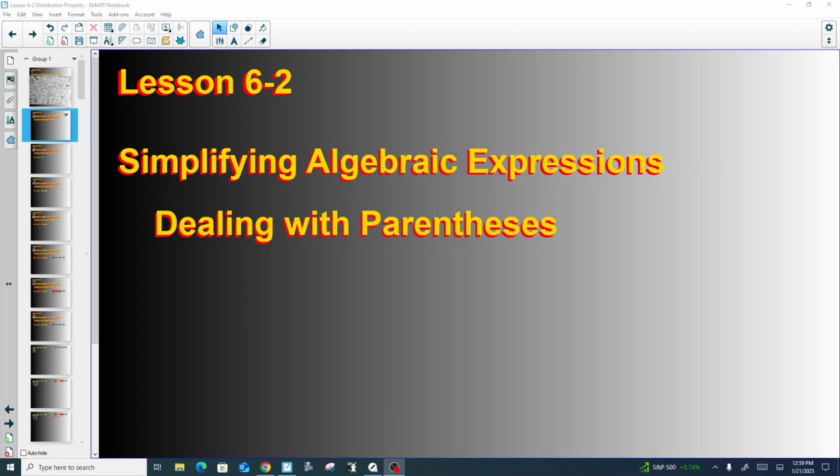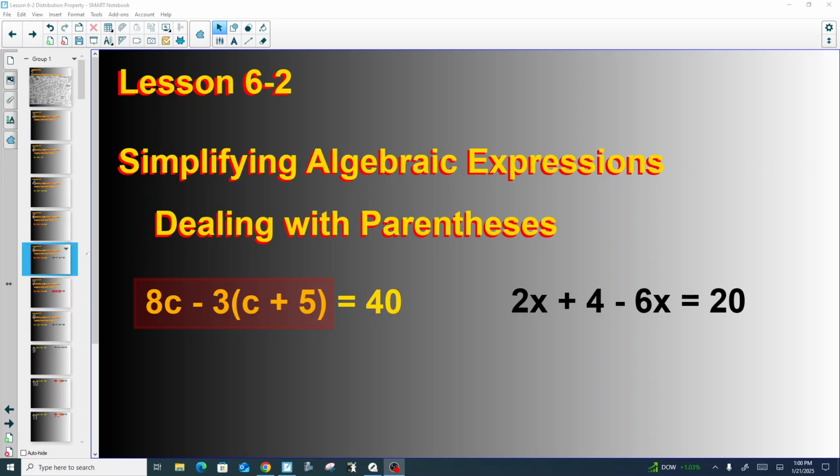All right, how do we deal with parentheses? So here we have an algebraic expression that has parentheses in it. And if we put it inside of an equation like this, it's very similar to what we were dealing with before. But that side of the equation has parentheses in it, and that's what I'm going to have to teach you to deal with today.